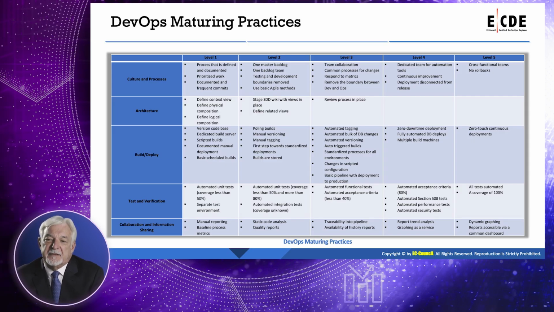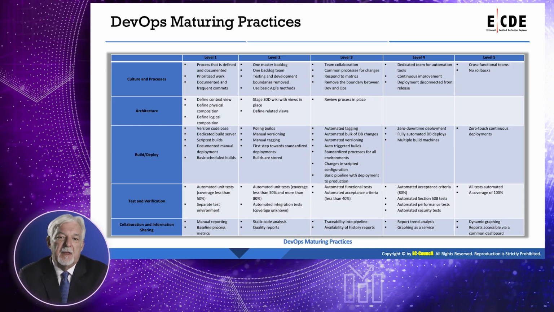When we reach level 4, we see a dedicated team for automation tools. Engineers are applied to the organization to be able to configure, customize, and implement DevSecOps tools. You see continuous improvement. You have deployment disconnected from release cycles. When you hit level 5, as far as the culture and processes, basically you're working with cross-functional teams and very few, if any, rollbacks, because it's matured to a point where you're deploying known sure code pretty much at every release, not having problems with it.